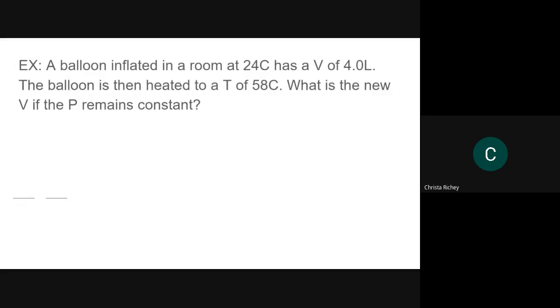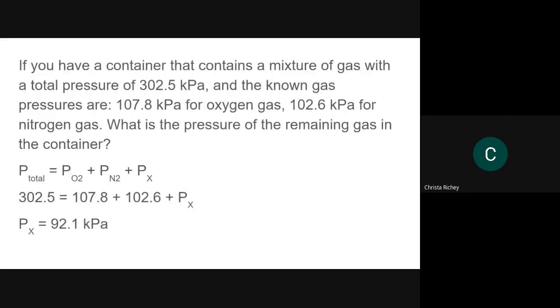All right, next one. You can go back. Volume and temperature. Next one's volume and temperature, so that would be Charles' law.